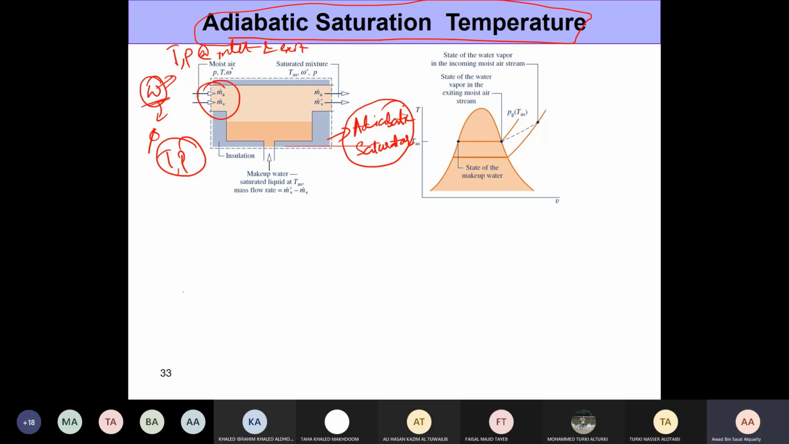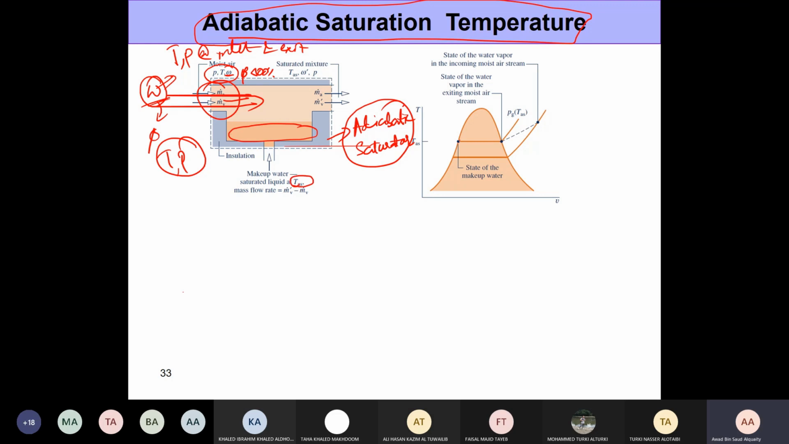And let's say we're sending it at a pressure P, temperature T, and with the humidity ratio omega. Now this has a relative humidity less than 100%. So it means that it's not saturated, and it can take in some more water vapor. It has capacity to accept more water vapor. As you send in this air, you also have some amount of water here, which is slightly cooler, and this water is kept at TAS, the adiabatic saturation temperature.